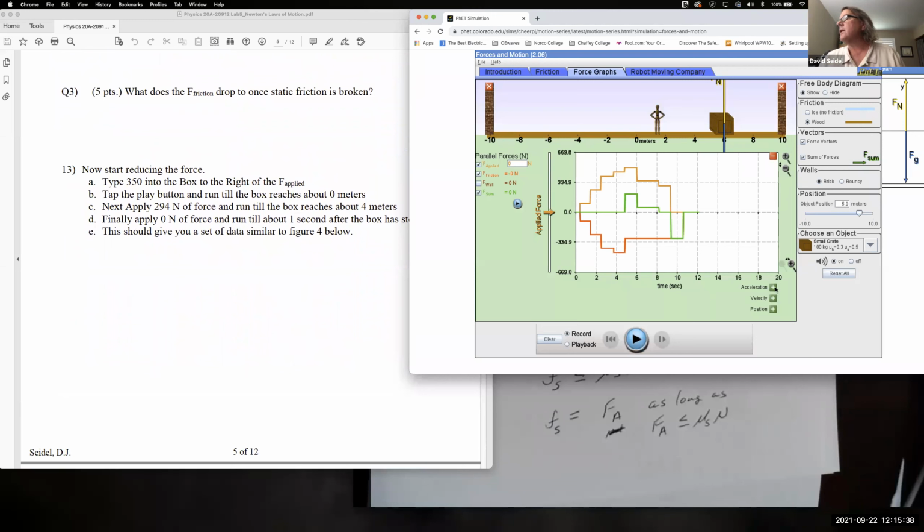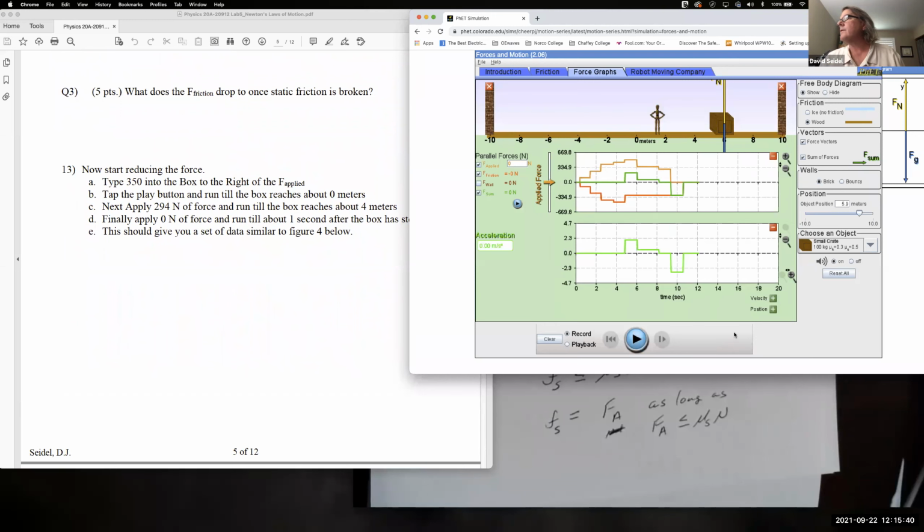Now if I look at my acceleration graph, we note that it has the same shape as my sum of my forces graph. Note this has the exact same shape, as it should. Net force is mass times acceleration. There's a scalar difference between them, and the units are different.